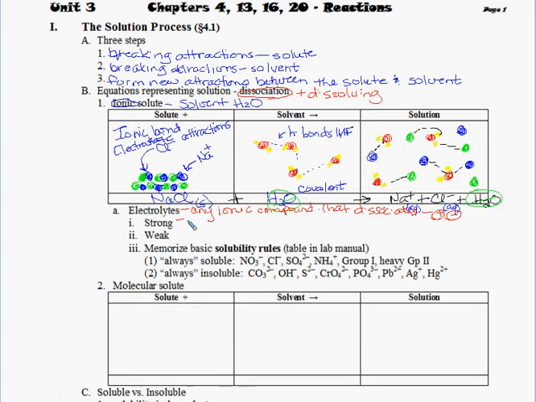A strong electrolyte means that the compound is actually able to dissociate 100%. And so that means with sodium chloride, it does so readily. All of the sodium ions are going to remove themselves from the chloride ions. On occasion, you're going to encounter a weak electrolyte. And a weak electrolyte is just any compound that will dissociate less than 100%.